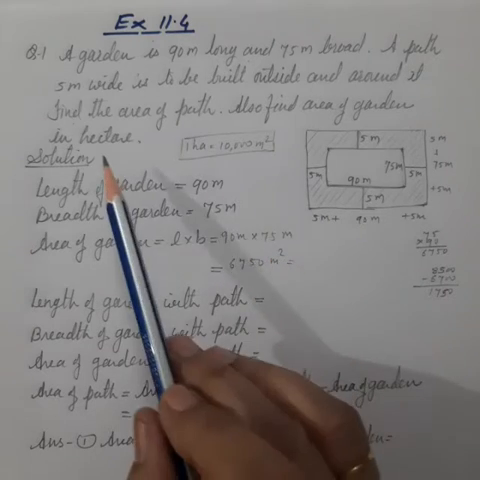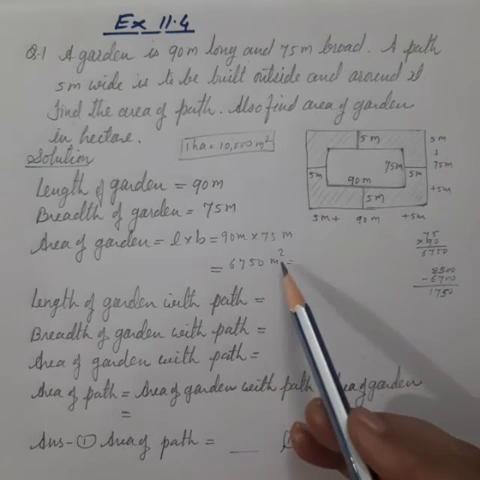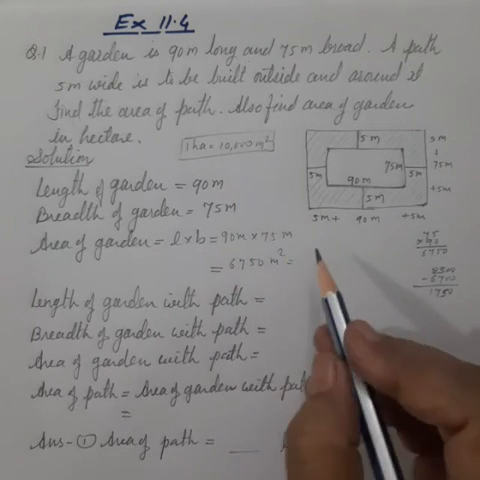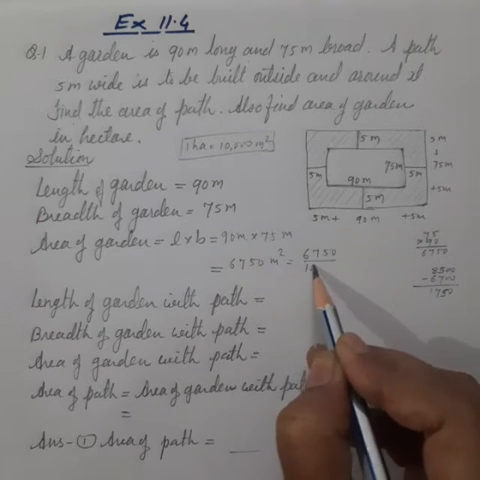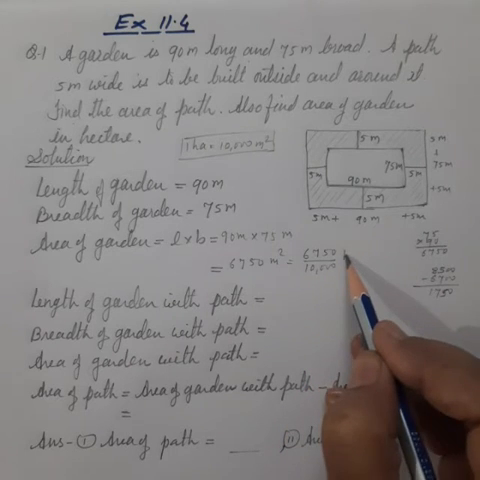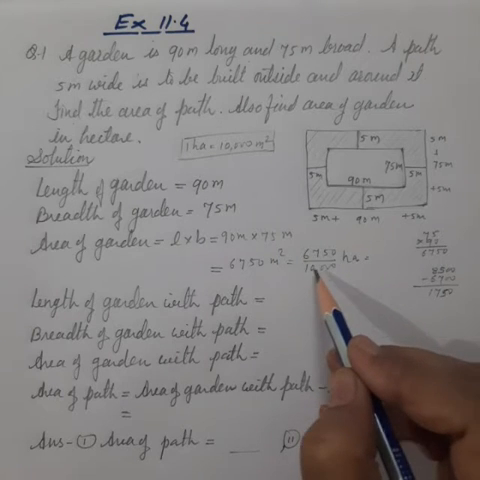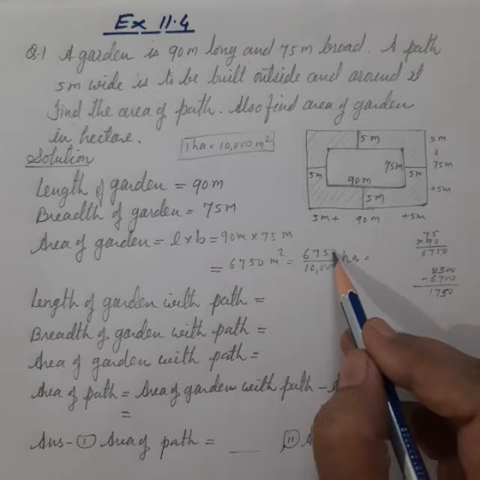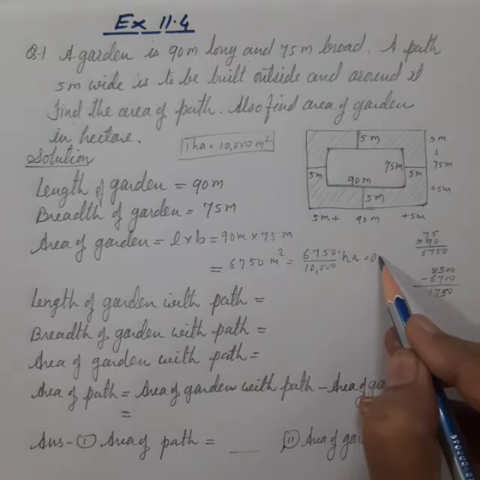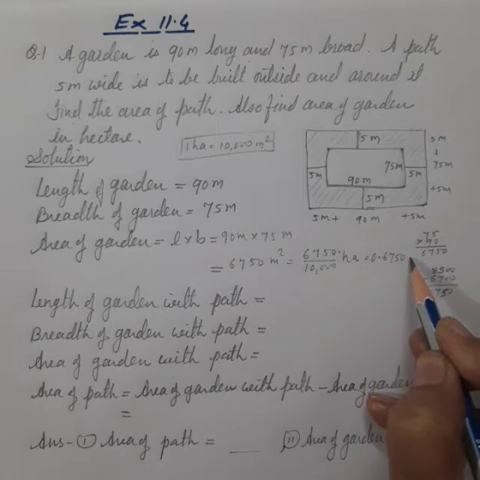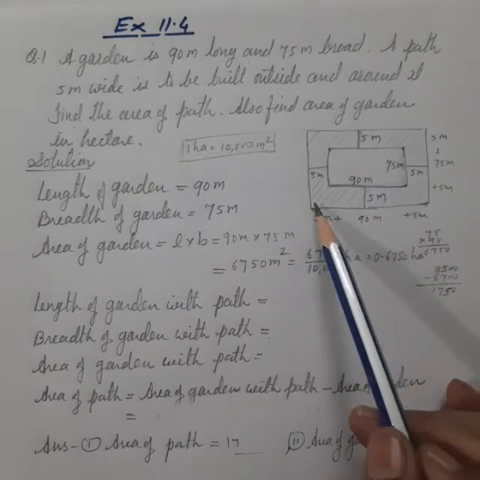But area we want in hectares. And we know that 1 hectare is equal to 10,000 square meters. We have to convert square meters into hectares. So we have to divide this 6,750 by 10,000. So we get the area in hectares. 1, 2, 3, 4. 4 zeros are there in the denominator followed by 1. So here this point will move 4 digits before. We get here 0.6750 hectare.